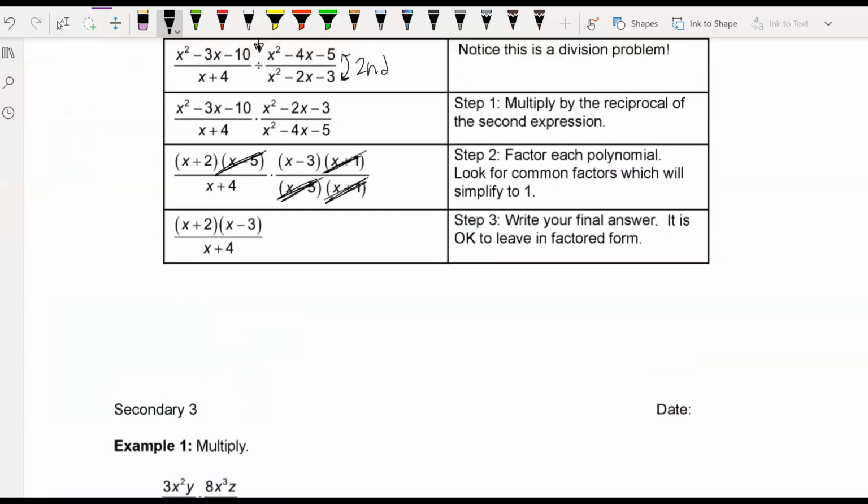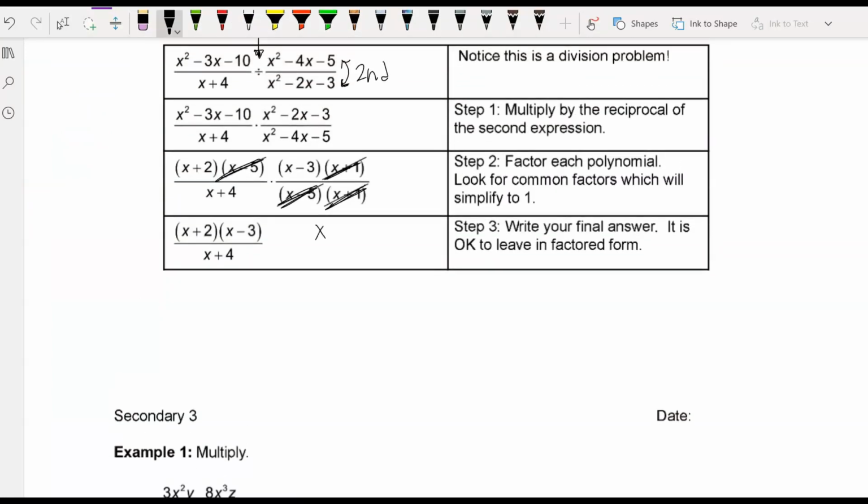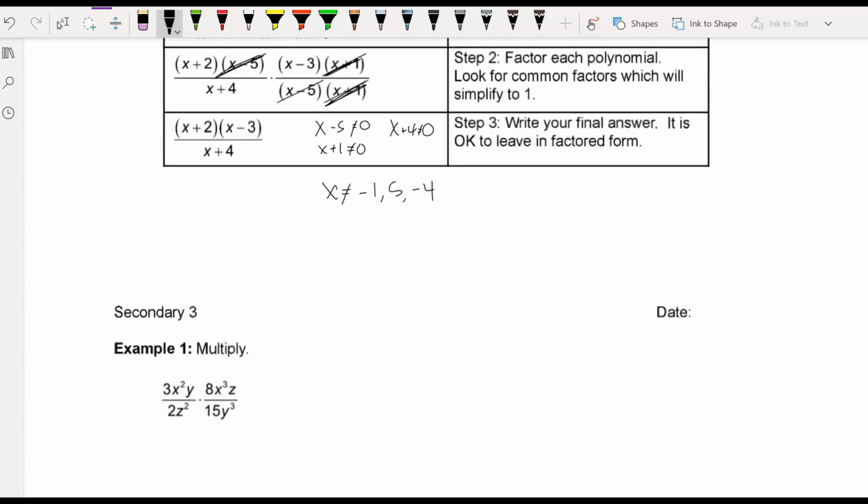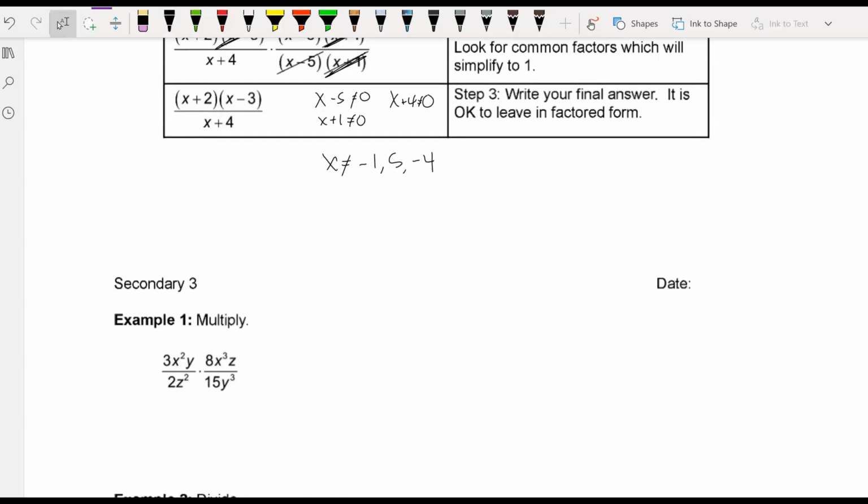So for this one, our restrictions would have been x minus 5, x plus 1, and x plus 4. Those would have been our domain restrictions. So x could not equal 5, -1, and -4. But you don't have to do that on your assignment. So I'm not going to be doing it with each one, but just remember those are there when we do our graphing or when we do our solving. Just remember those are always there.